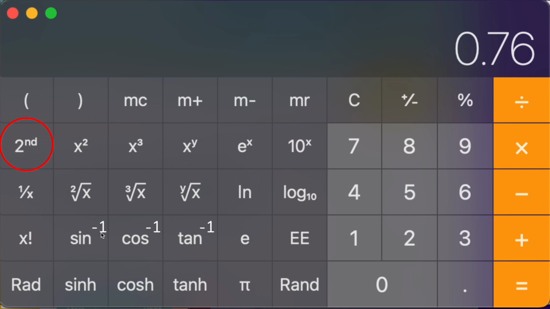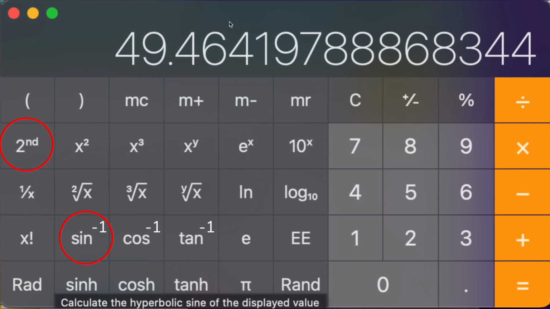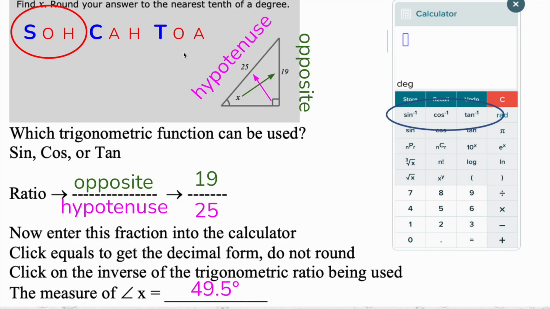And then what we're going to do is we're going to hit this second button. For some reason it won't let me take a picture of this accurately, but I've kind of inserted these so you can see it. You'll see instead of just sine, cosine, and tangent, you'll see sine to the -1, cosine to the -1, tangent to the -1. It's kind of like the inverse of these functions. So what it's going to do is it's going to take this decimal and it's going to tell me what degree would need to go with that for that function. So if I hit the inverse of sine, it's going to show me this nice long number, and I'm going to round because it wants me to round to the nearest tenth of a degree. So I'm going to round to 49.5 degrees.